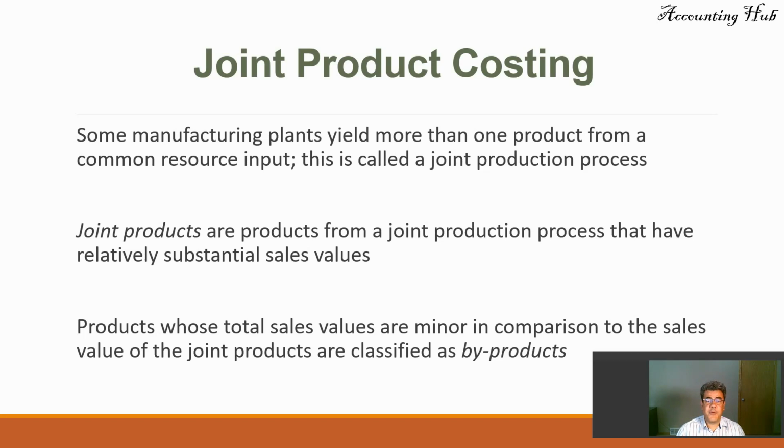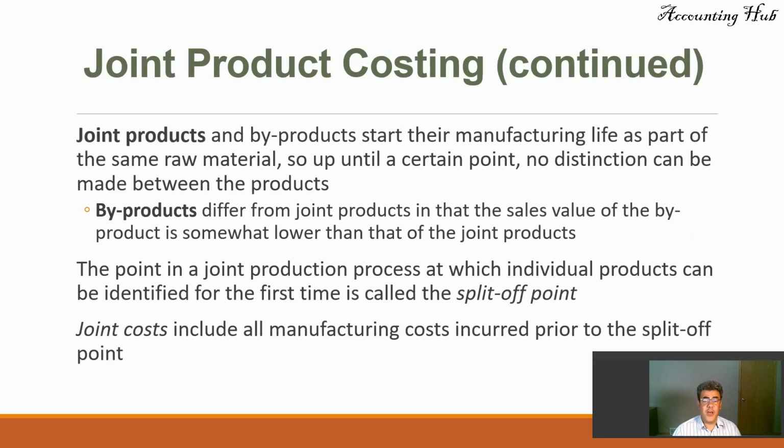And joint products are products from a joint production process that have relatively substantial sales values. Products whose total sales values are minor in comparison to the sales value of the joint products are classified as byproducts. Joint products and byproducts start their manufacturing life as part of the same raw material, so up until a certain point, no distinction can be made between the products. And byproducts differ from joint products in that the sale value of the byproduct is very much lower than that of the joint products.